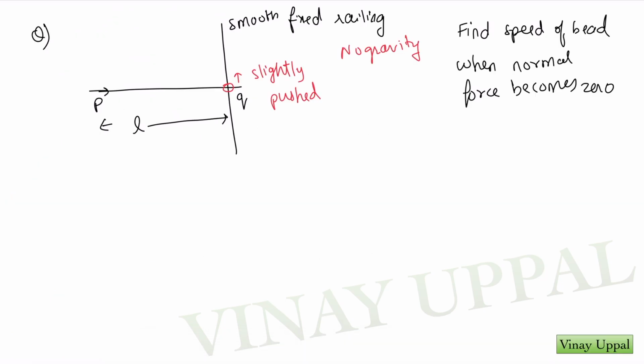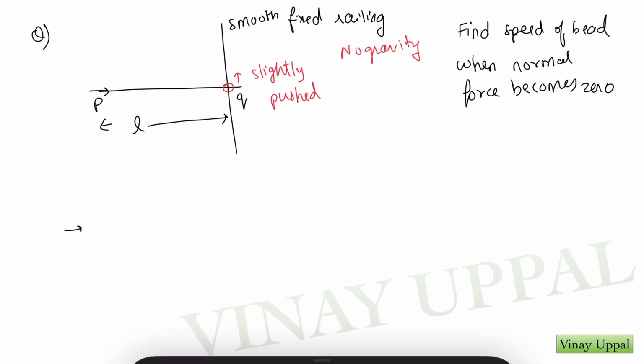Alright, so let's do a question. I have a small dipole which is fixed, and I have a smooth fixed railing and no gravity, and I have a bead of charge q which is slightly pushed in the upward direction. The question is asking, find the speed of the bead when the normal force between the bead and the railing becomes 0. So try it out, just pause the video, and then you can take a look at my solution.